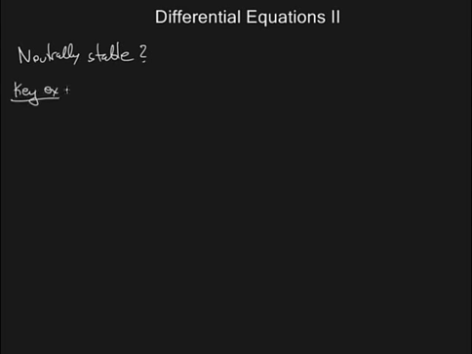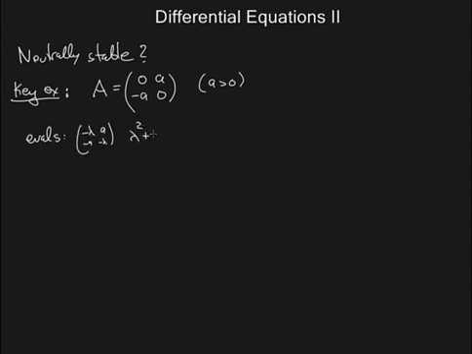Well, there's really a key example of this, which is the following. You take the matrix (0, a; -a, 0), where a is a positive real number. The eigenvalues of this thing are what? Well, you just check. It's lambda squared plus a squared is equal to 0. So lambda is plus or minus ia, and that's the key point. We have some complex eigenvalues.